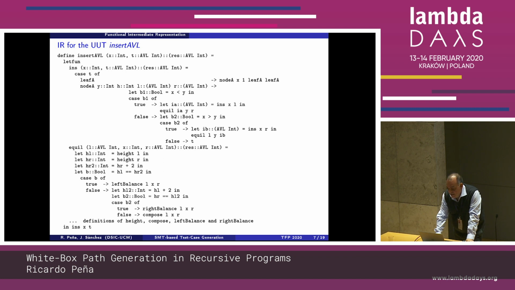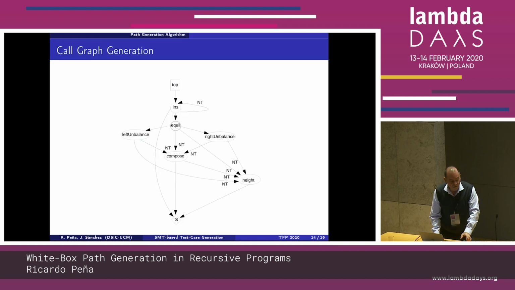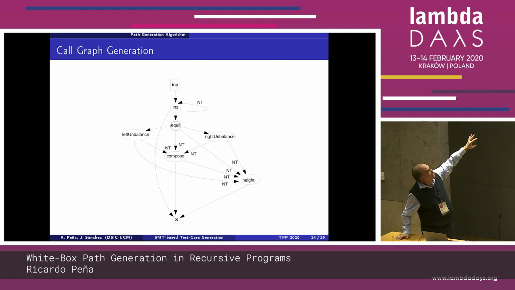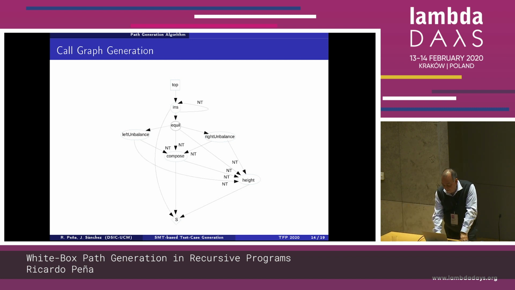Here you can see the complete graph of this problem. The top function, which is not recursive, is called the insertion function. This is recursive. Then this is called equal. This is left balance and right balance. Compose just takes two trees and a root and composes the trees. And many of them use the height function. This is the complete call graph for this problem.